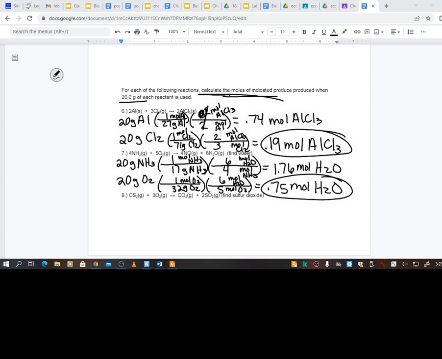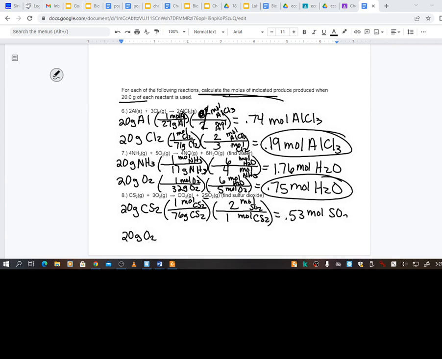All right, let's do this last one. 20 grams of carbon disulfide and 20 grams of oxygen. All right, we're going to find the sulfur dioxide. So let's see. CS2 is 76 grams and 1 mole. All right, now my mole to mole step, I'm going to use my equation to get these numbers, and there's 1 mole of CS2, and there are 2 moles of SO2. So I'm going to take 20 divided by 76 times 2. That gives me 0.53 moles of SO2.